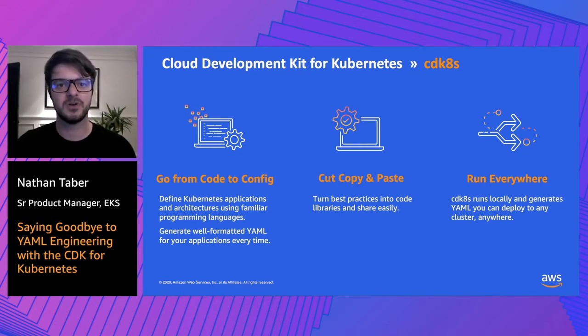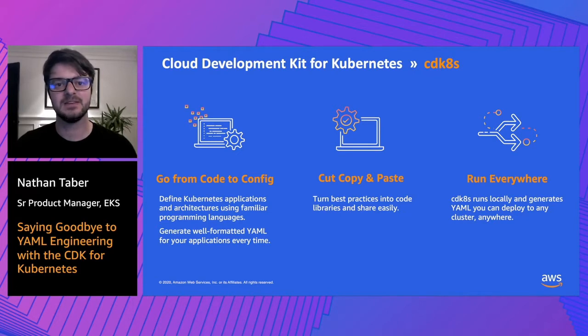CDKs lets you go from code to Kubernetes upstream config in just a few steps. It lets you easily turn the best practices from your team or across your company into code libraries that can be easily shared. And most importantly, and I really mean this, one of the most exciting things about the project is that it's for anyone that uses Kubernetes. CDKs works for any cluster anywhere with any Kubernetes version, and it even supports CRDs.